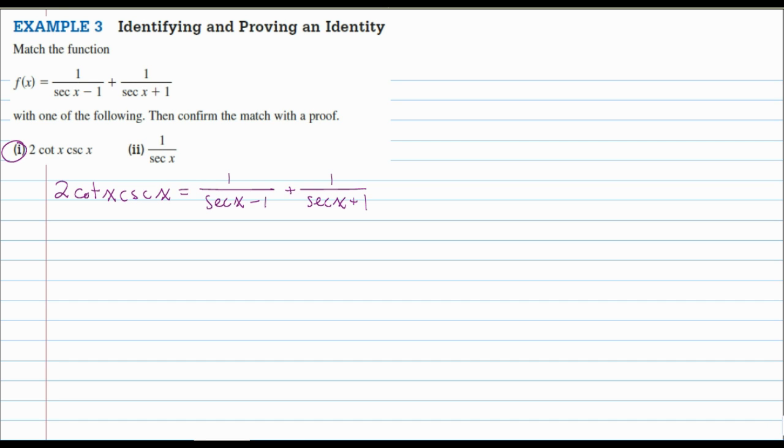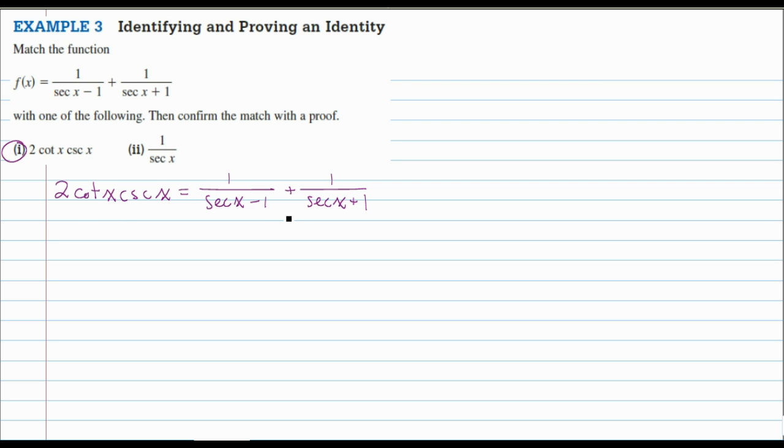So ahead of time, I graphed f of x equals 1 over the secant of x minus 1 plus 1 over the secant of x plus 1 in y1 of my calculator, and then I graphed this in y2 and this in y3 and found out which one actually does equal. In other words, which one graphs the same. Again, remember to be in radian mode. So I've already figured out that the original function equals 2 cotangent of x cosecant of x.